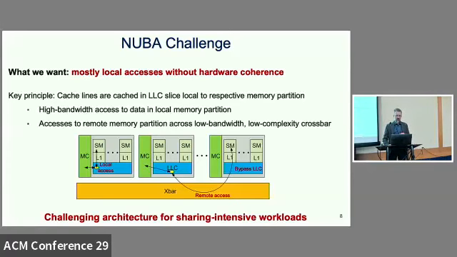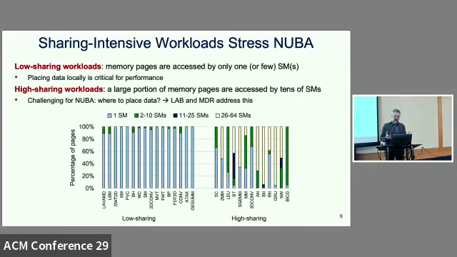So what are these sharing-intensive workloads? Well, we can basically make a classification into what we call low-sharing workloads versus high-sharing workloads. This graph shows the percentage of pages that are accessed by a number of SMs. On the left-hand side, we have what we call low-sharing applications, in which most memory pages are accessed by only a single or just a few SMs. These types of workloads are an ideal case for this architecture because most of the accesses will be local. So it's actually fairly trivial where to place those memory pages in this architecture.